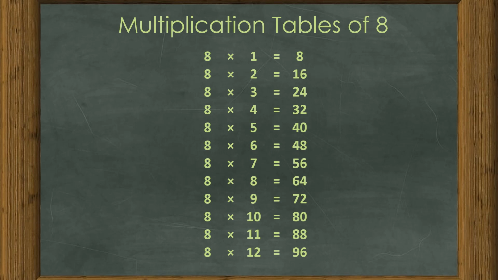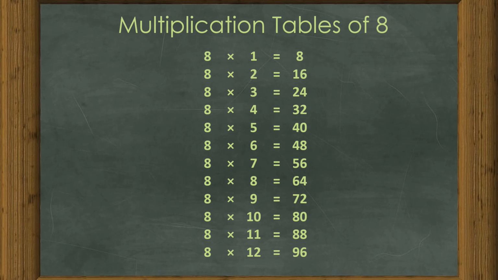Multiplication tables of 8. 8 1s are 8. 8 2s are 16. 8 3s are 24. 8 4s are 32. 8 5s are 40. 8 6s are 48. 8 7s are 56.